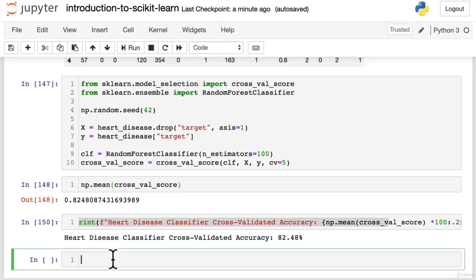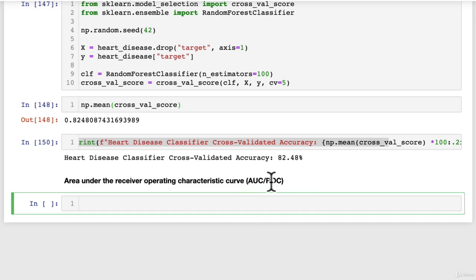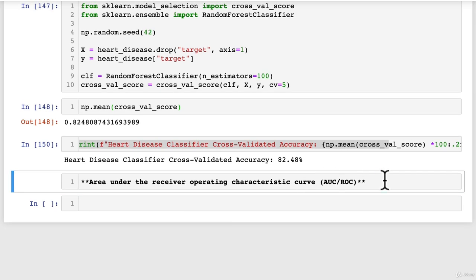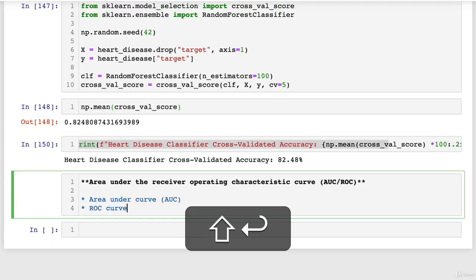The next one we're going to cover is the area under the receiver operating characteristic curve. The beautiful thing is it's also known as AUC, so area under curve, or ROC, so receiver operating characteristic. So let's do this. ROC curve. So these are the two things you'll look out for. Area under curve or ROC curve. Maybe we'll put it here. AUC or ROC curve. Beautiful.